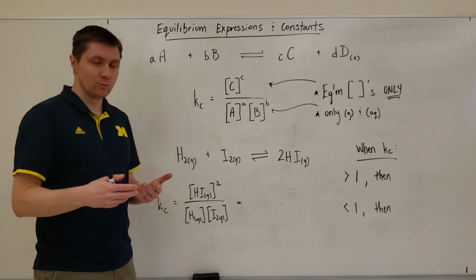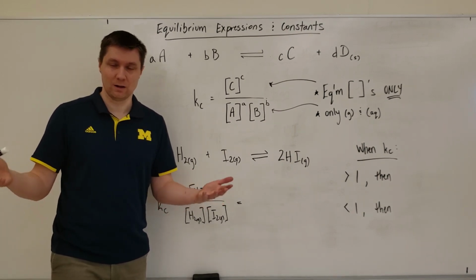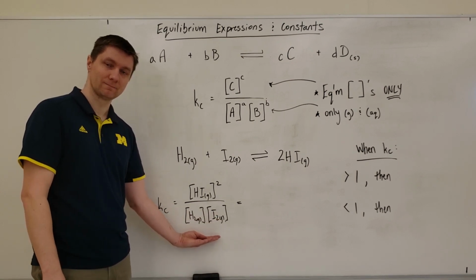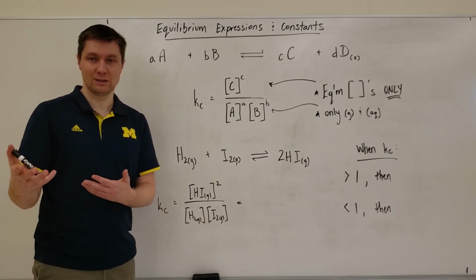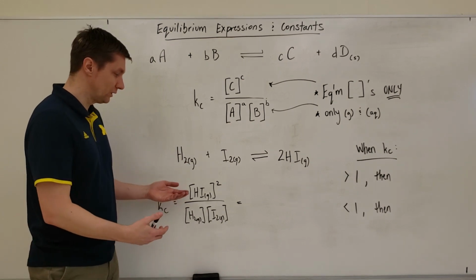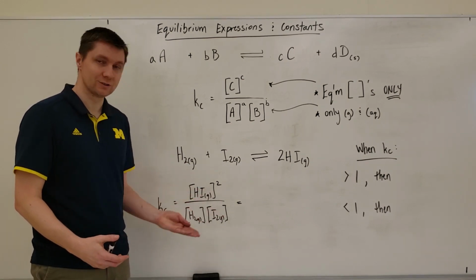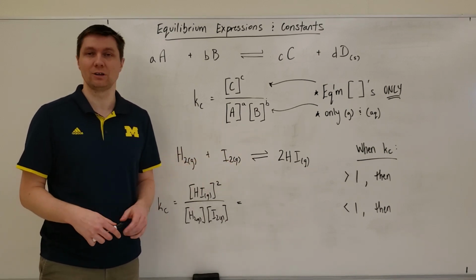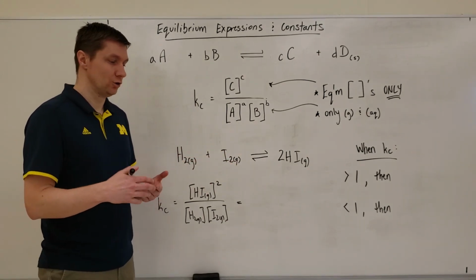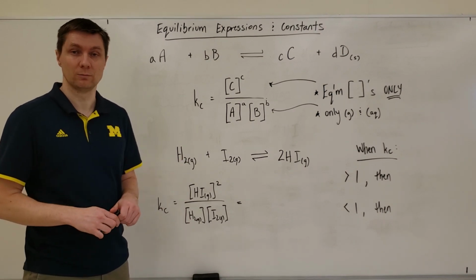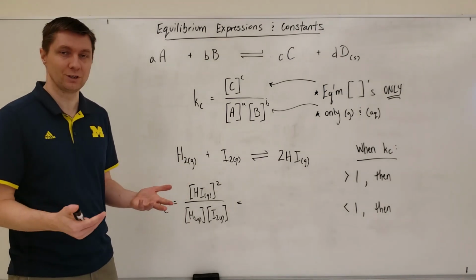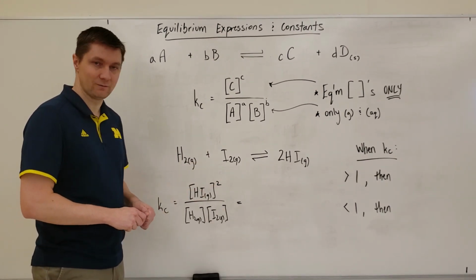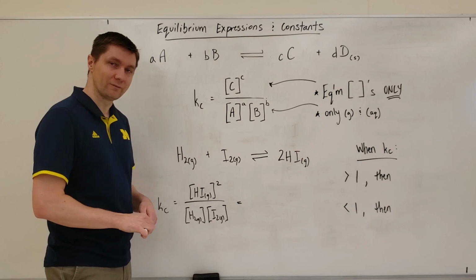Now, in a question, you might be asked, what is the KC expression? If you're asked what the KC expression is, this is what you would write. If you're asked to calculate the KC value, then you would need the equilibrium concentrations for all three of these substances in order to do that. So if a question is asking you to calculate KC, the question would need to give you those equilibrium concentrations. Let's say the question gives us the concentrations for these three. The first one, let's say, for hydrogen iodide is 2.5 moles per liter.